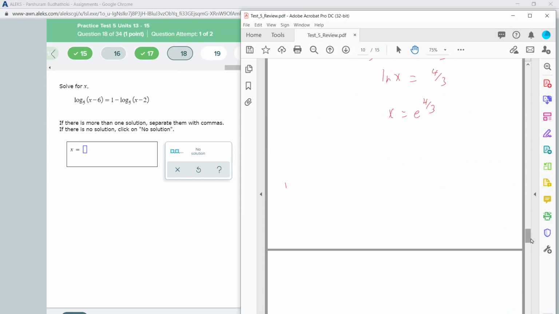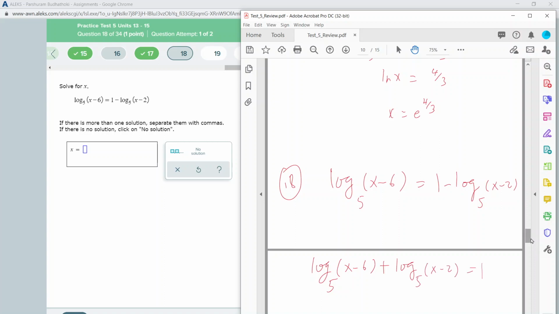Problem 18, as you can see, there is a log base 5 of x minus 6. There is a 1 minus log base 5 of x minus 2. So to solve this kind of problem, if you have the log, and then if there is a number only, bring all the logs on the one side. So I'm going to bring this log on the left side, so that means I have to add log base 5 of x minus 2. By doing that, I'm going to get log base 5 of x minus 6 plus log base 5 of x minus 2 equal 1.